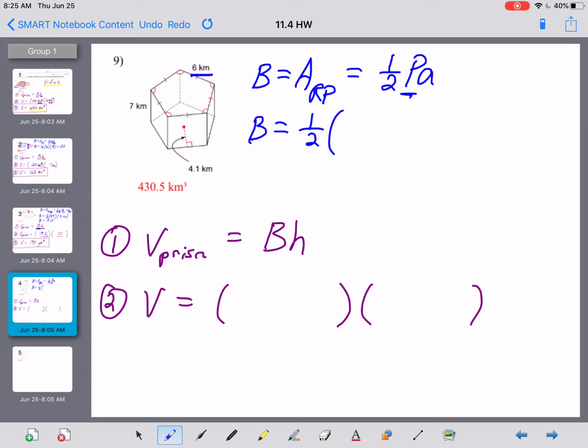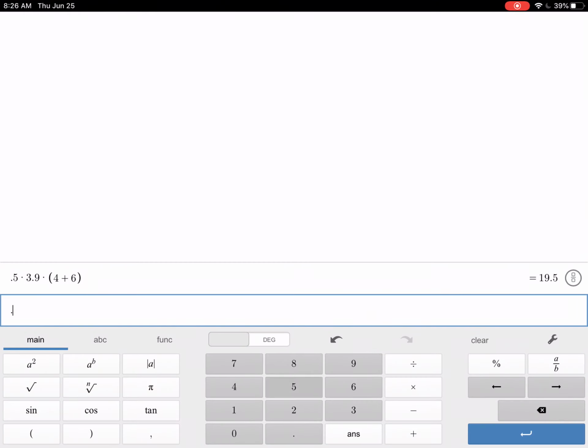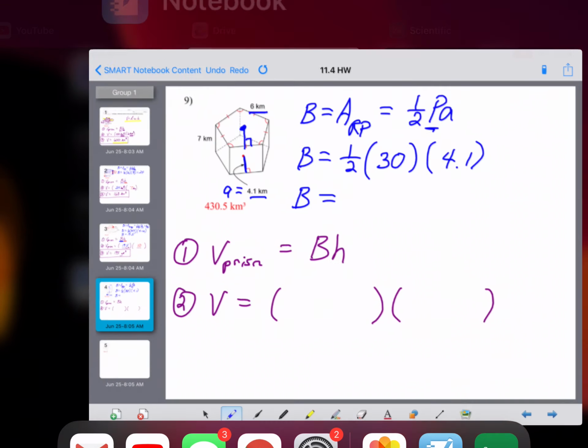So, we'll probably do this in our heads, guys. 5 times 6 is going to give us a perimeter of 30 kilometers. And the apothem is given to us, everybody. That's the length of a line segment that goes from the center of a pentagon perpendicular to one side. They drew it right down here on the bottom and told us that the apothem was 4.1 kilometers. Okay, so those are the 2 things that we needed. So let's plug that into the calculator. 1/2 times 30 times 4.1. And that is going to get us 61.5 just for the area of one of the pentagons.